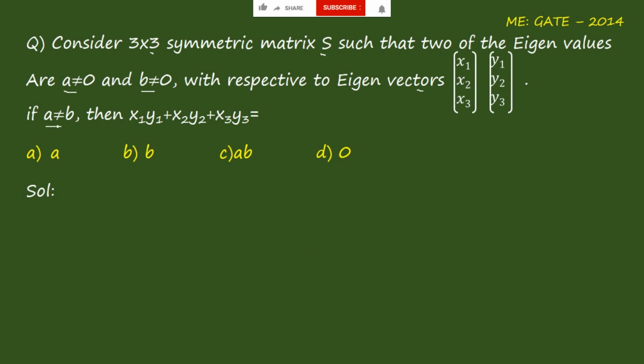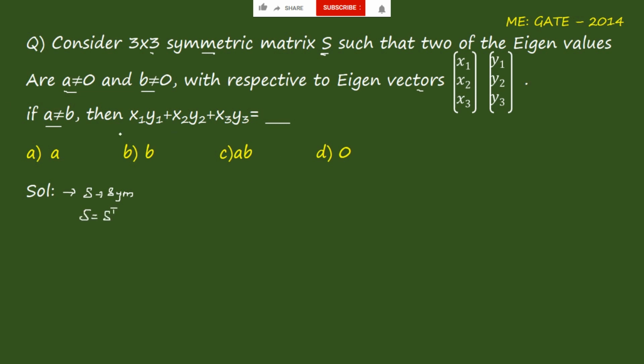If A is not equal to B, then x1 y1 plus x2 y2 plus x3 y3 is equal to how much? We have to find it out. Now we'll understand the question properly. It is given that S is a symmetric matrix. So we can say that S is equal to S transpose, right?